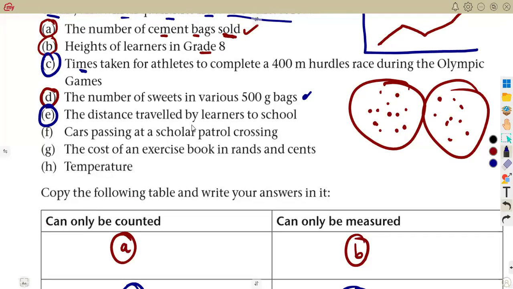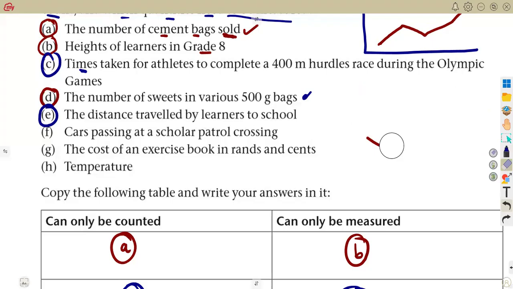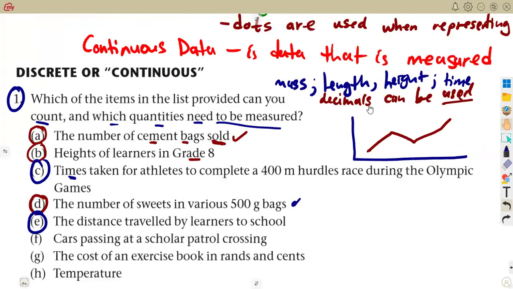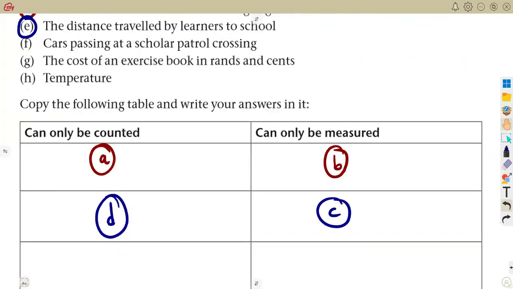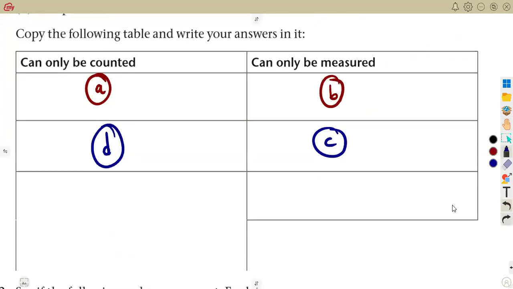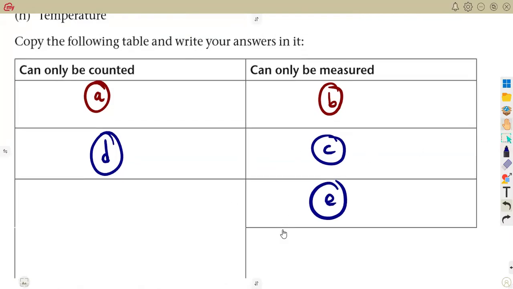E, the distance traveled by learners to school. Can you count the distance? When you are going from your place to school, are you counting distance or do you measure? The distance is measured. Distance is the same as length. As you measure length and height, you also measure distance. So this can be measured. E, which is our distance, can only be measured. Let's move on to another part.